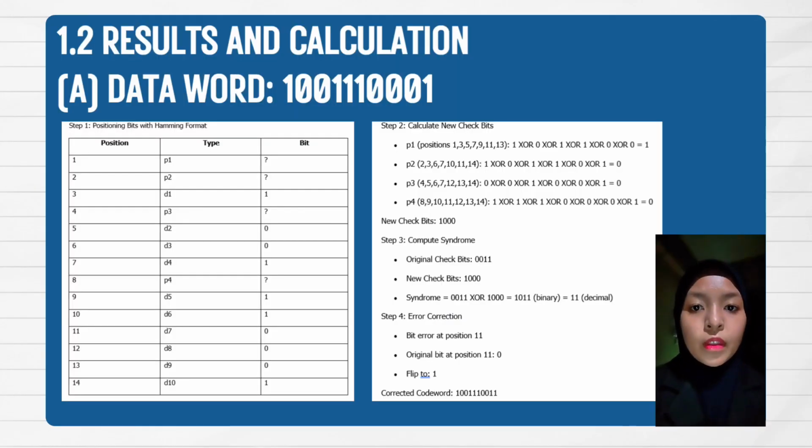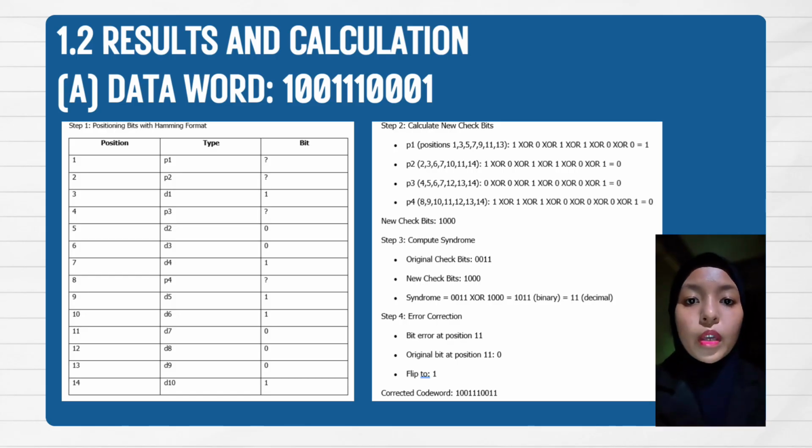Let's start with data word A. 10011100001. We place the bits into a 14-bit Hamming format with parity bits at positions 1, 2, 4, and 8. We then calculate each check bit using XOR logic on the respective position. P1 becomes 1, P2 is 0, P3 is 0, and P4 is 0. So the new check bits are 1000.